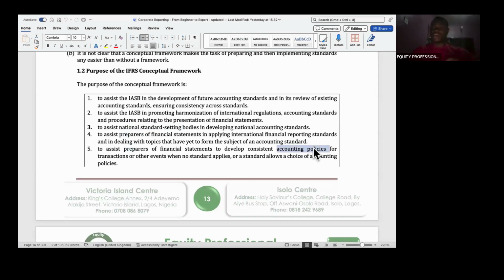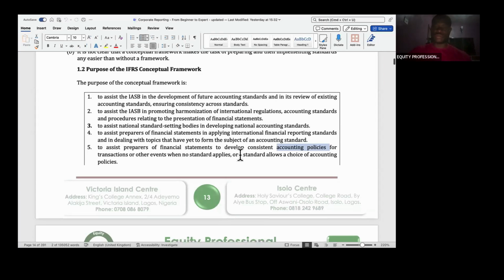When I say consistent accounting policies here, what I'm speaking to is the fact that accounting policy is how a company chooses to apply an IFRS. Every management of every company must select accounting policy. And every item on the financial statement has an accounting policy. So where the conceptual framework comes in is in a situation whereby we don't have an IFRS for an item, because accounting policies are developed from IFRS. So if you don't have an IFRS for an item, the conceptual framework can intervene in developing accounting policy.